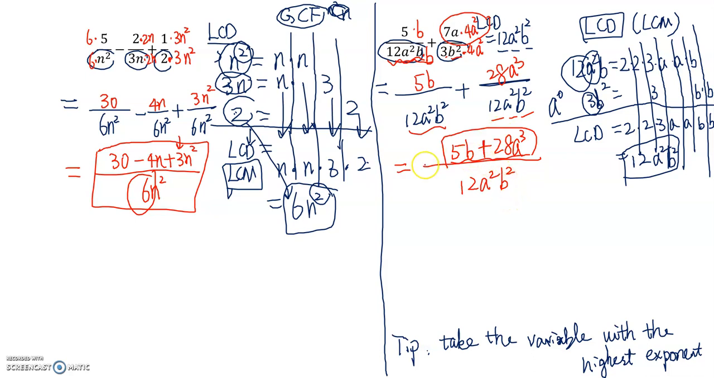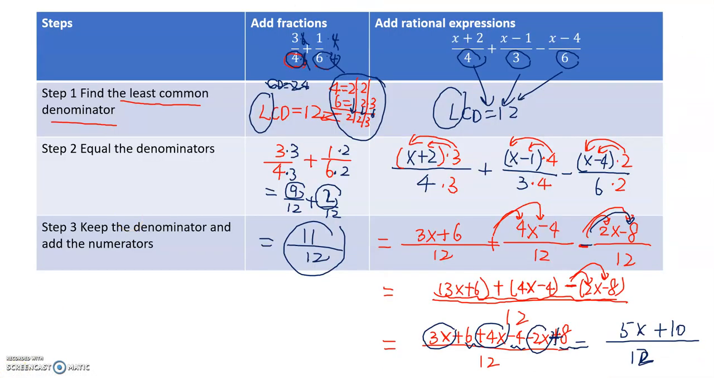Okay, so now let's look at more examples. The first type we did was where the denominators are still numbers. So when you look for the LCD, it's exactly the same as before.